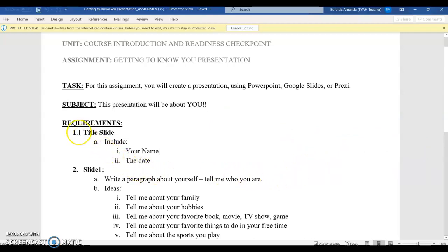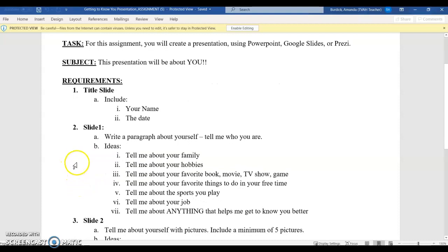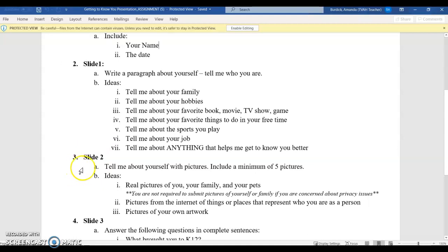The first one is going to be a title slide that includes your name and the date. The second slide is going to be a paragraph about yourself. You're going to tell me who you are, and there's some ideas of some things that you may want to include in your paragraph. The third slide is going to be pictures. Tell me about yourself with pictures.